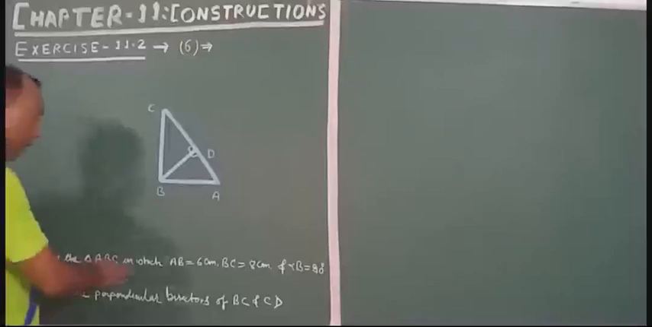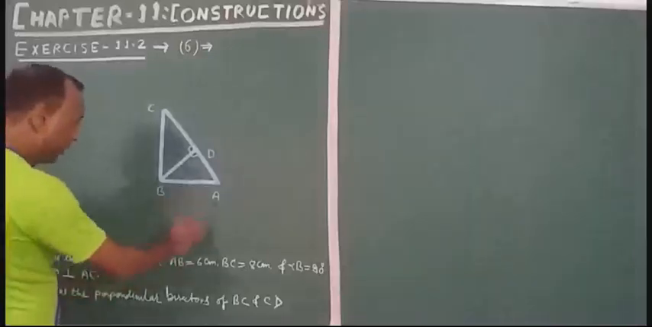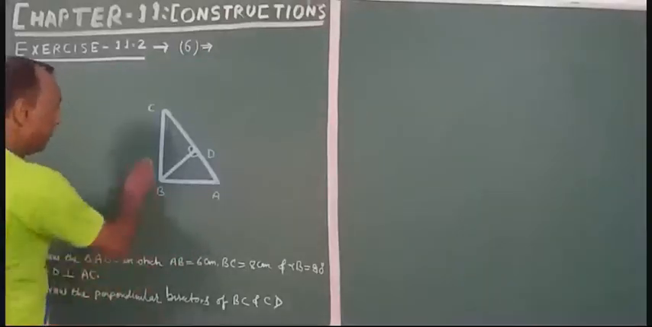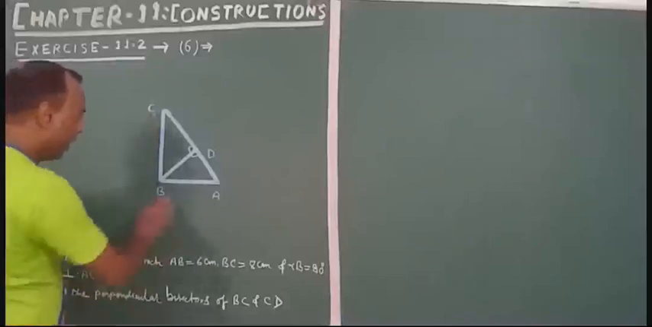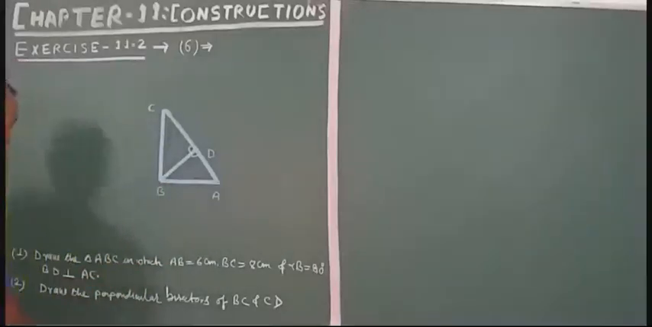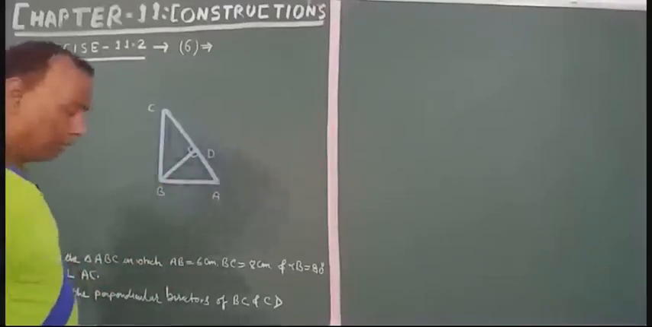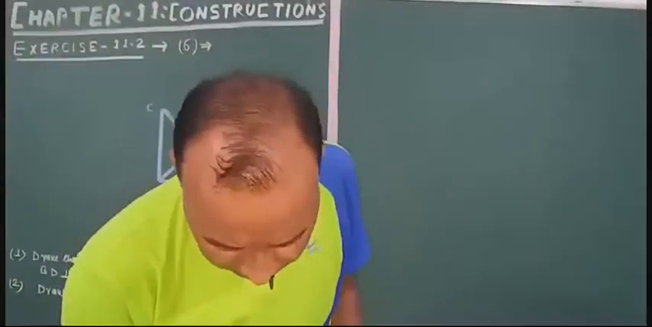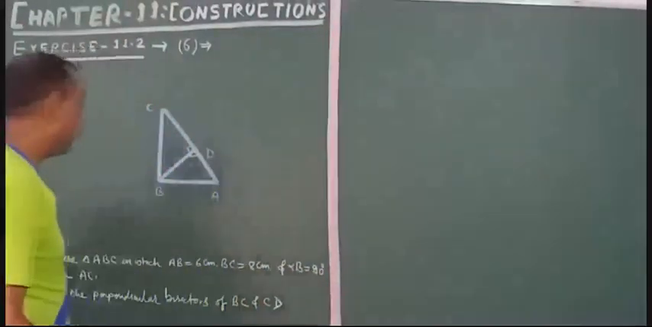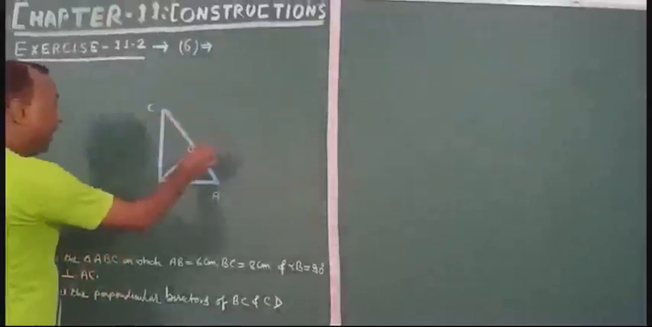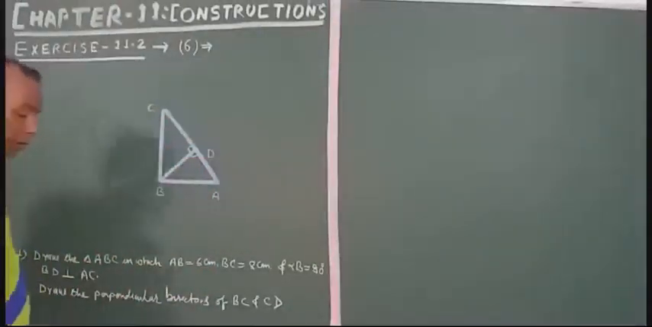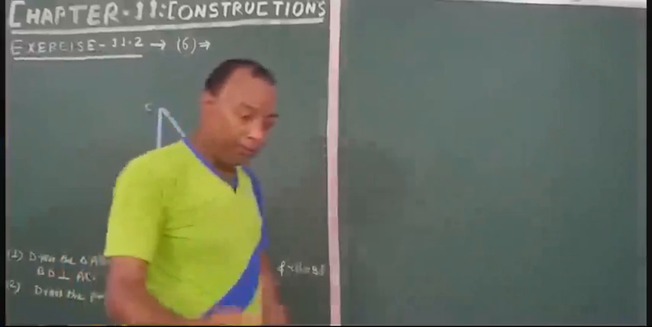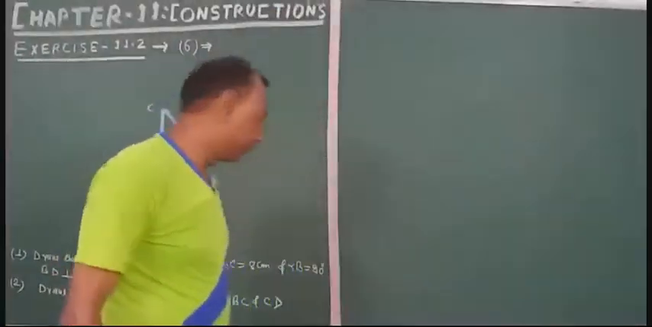Draw the triangle ABC in which AB is equal to 6 centimeter, BC is equal to 8 centimeter, and angle B is 90, and BD is perpendicular to AC. Next, the circle through B, C and D is drawn through points B, C and D. So how will we draw that circle?